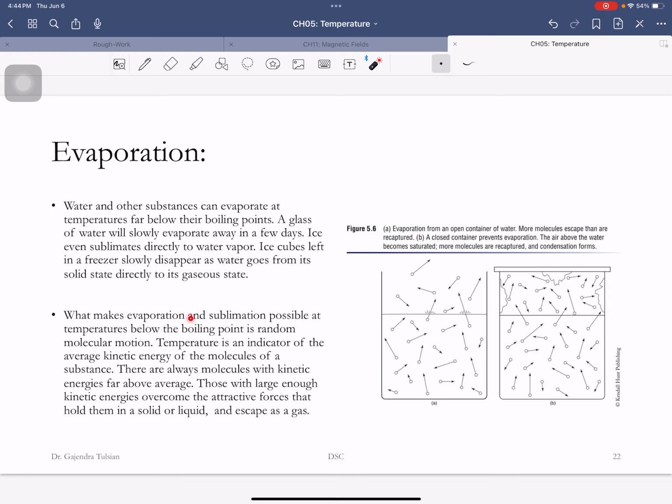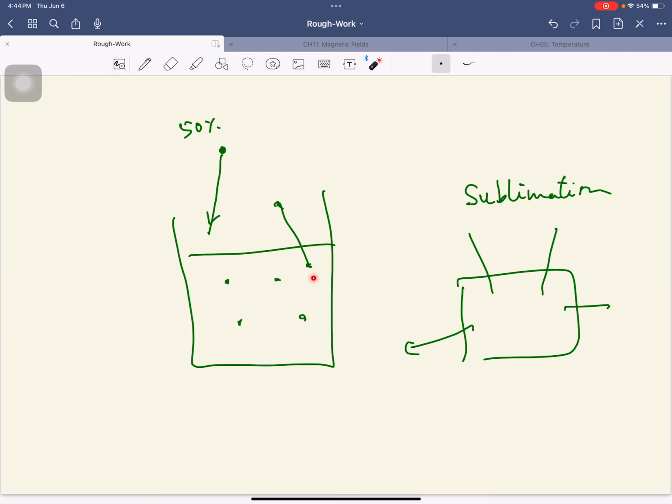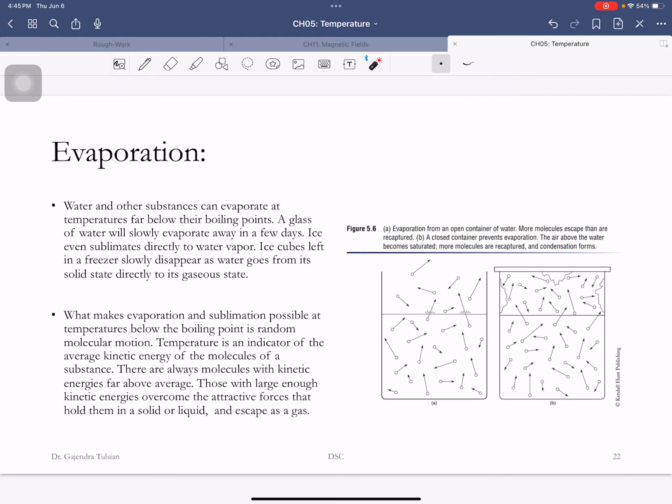So what makes evaporation and sublimation possible at temperatures below the boiling point is the random molecular motion. There are always molecules with kinetic energies far above the average. Those with large enough energies overcome the attractive force that hold them in a solid or liquid and escape. So there are enough fast molecules that escape the attractive force of the surrounding molecules. So when the humidity is 100%, the number of molecules escaping is equal to the number coming back. And if the humidity is less, then there are more molecules escaping than coming back.